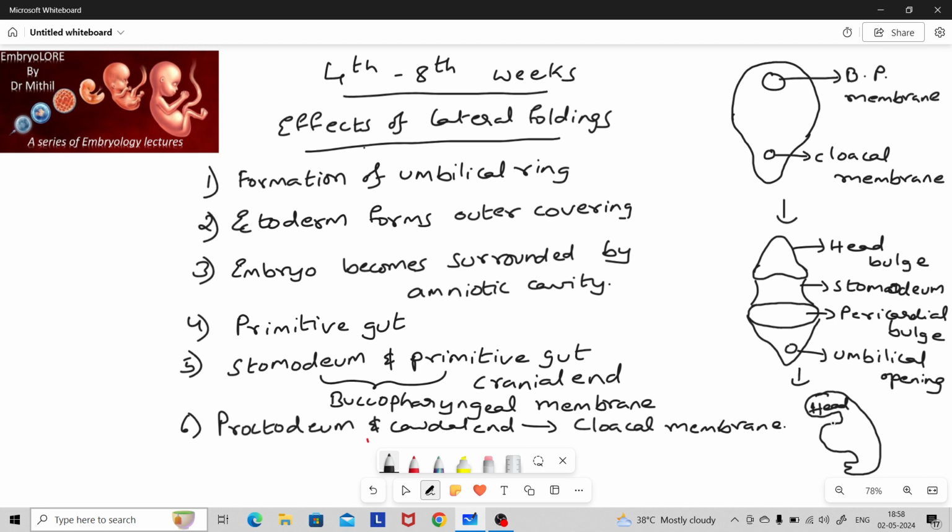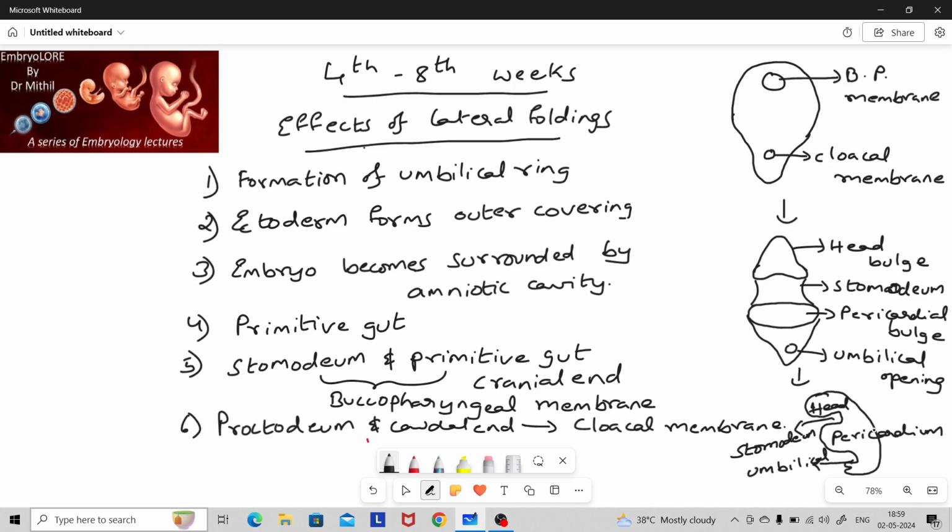So this is the stomodeum. Okay, and here this is the pericardium, and lastly here this is the small opening which is the umbilical opening. So here now these are the changes.